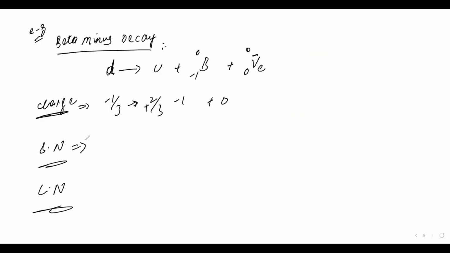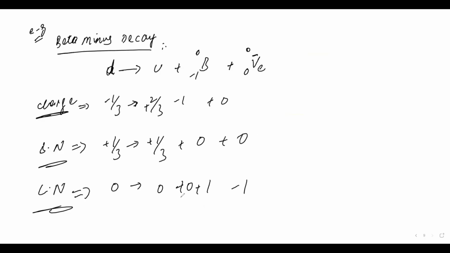Now, talking about the baryon number, what is the baryon number of the down quark? +1/3, remember that. The baryon number of an up quark is +1/3 as well. Beta has 0 and the neutrino 0. So you can see that baryon number is conserved as well. Lepton number: the lepton number of a down quark is 0, and of an up quark is 0. Beta is +1, and the anti-neutrino would have -1. So you can see that this is conserved as well.